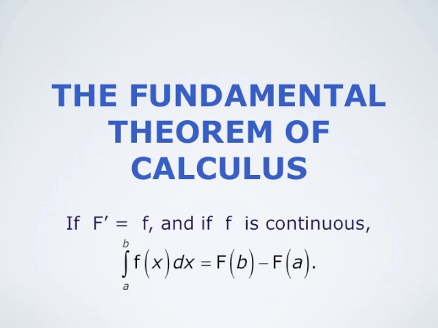And the fundamental theorem of calculus, or rather the second part of that, gives us a tool to do just that. It says that if capital F is an antiderivative of the function small f, then the integral from a to b of the function f(x) dx equals capital F evaluated at b minus capital F evaluated at a. Very useful result.